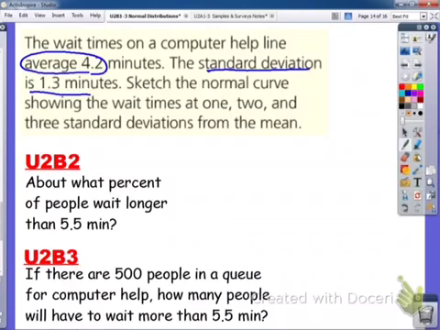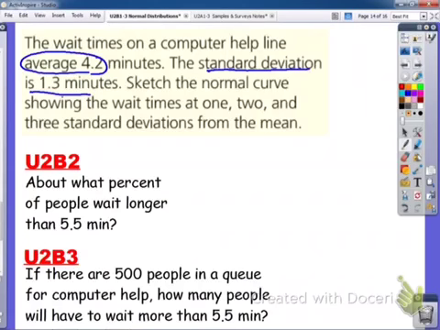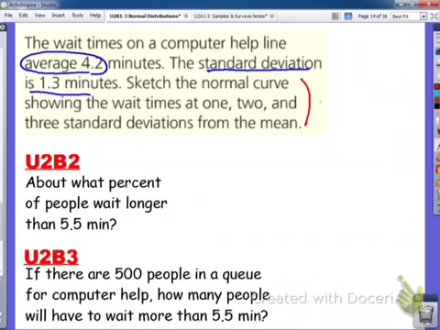Notice it says sketch the normal curve. So this problem is all about normal distribution. So we want to sketch it. And by the way, here in this particular problem, this is going to be a summary of all 3 skills that you are responsible for on the upcoming test. So this skill right here, this is Unit 2B1, as I have labeled it. So you're sketching the normal curve, showing the wait times at 1, 2, and 3 standard deviations from the mean.